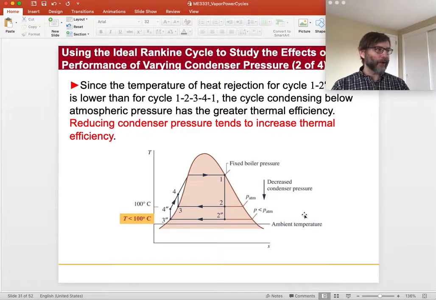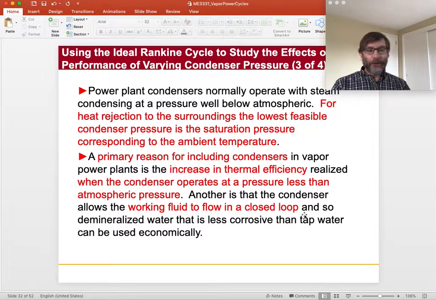Go figure. The area under the curve is larger because it has greater heat rejection. So reducing the condenser pressure tends to increase the thermal efficiency. Interesting. By the same token, increasing the boiler pressure and keeping the condenser pressure the same also increases thermal efficiency. However, we may have a problem with that.